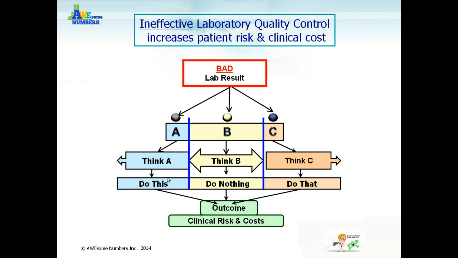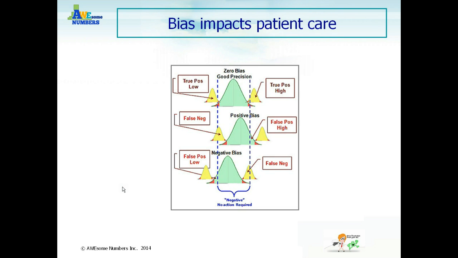However, if you report a bad result, a clinically misleading result, then things change dramatically. The lab result falls into a different pot. Doctors make the wrong decisions, the outcome is not good for the patient, and the clinical risks and the clinical costs increase. The daily QC that we do in labs detects two problems: differences in bias and differences in precision.